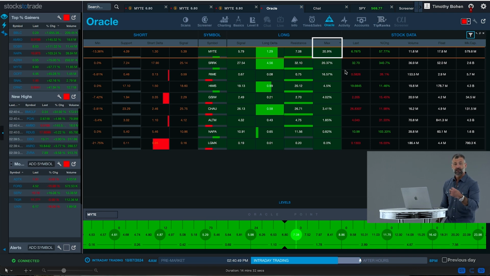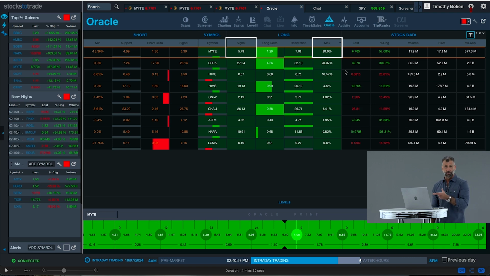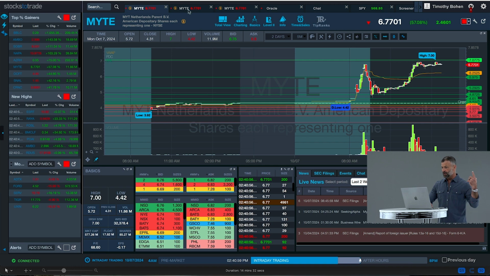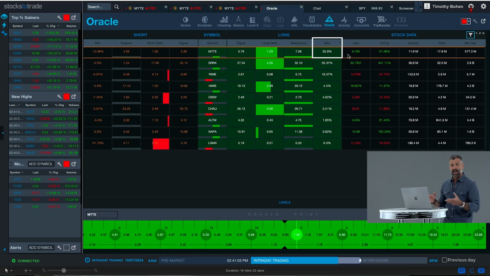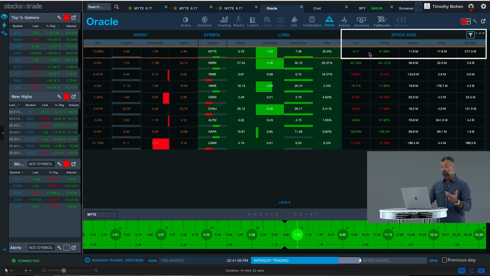Next is the max. That's just telling you how far the stock has moved past the signal. So the signal was 5.79. The stock went to just over, or what was the high of the day? 7 was the high. So what that's telling you, as of right now, this stock made a 20.9% move past the signal. Not bad. As we move over, this is really a way for you to shortcut to see the data that really matters, okay?